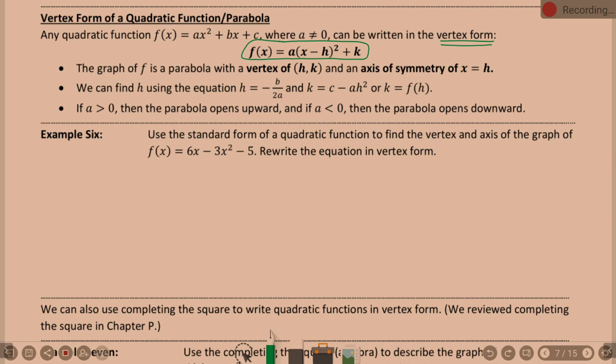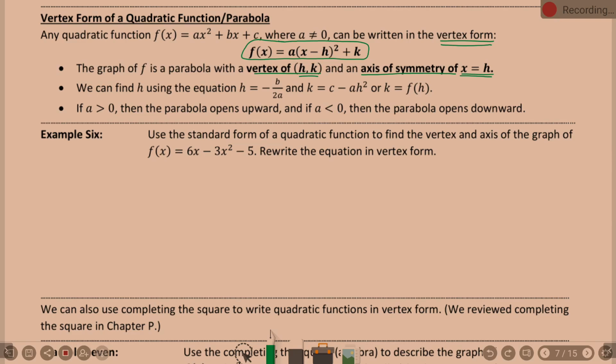Okay? So, a couple of points. The graph of f is a parabola with vertex (h, k). So remember, h comes from in the parentheses because that's the left-right piece. You use the opposite sign. k comes from outside the parentheses. So there's your vertex. And an axis of symmetry of x equals h, which we know the axis of symmetry is always the first number in the vertex as well.